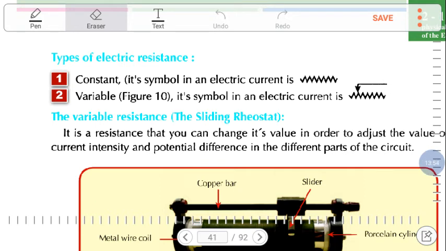Finally, we have the types of the electric resistance. We have two types of electric resistance, as we said. We have the constant, symbolized by this figure, and the variable, by that figure. And the variable resistance, or the sliding resistance or rheostat, is a kind of resistance that can change or control the value of the intensity and the potential difference.